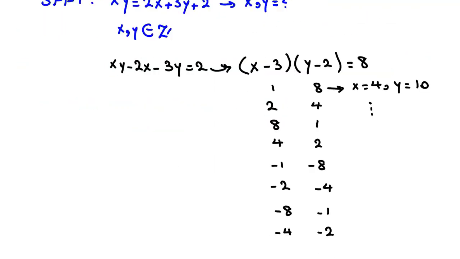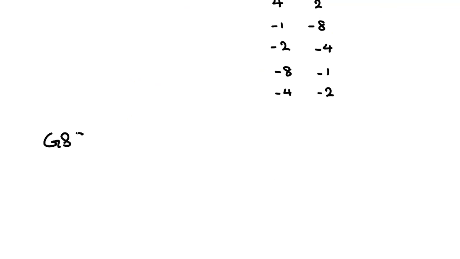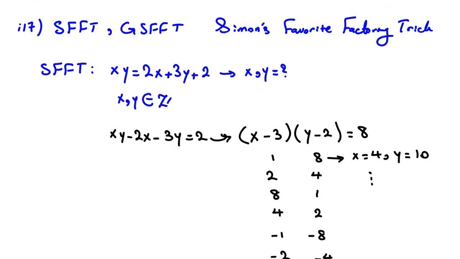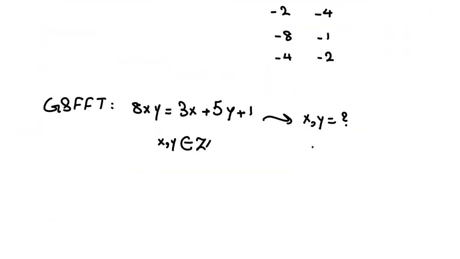Okay, the next one, GSFFT. SFFT is more famous than this. Sometimes we have a coefficient. For example, you have 8xy equals 3x plus 5y plus 1. Again, x and y are integers. We want to find x and y. But try this one, because I told you the basic form first. Try to do it as homework 18. Homework 19.